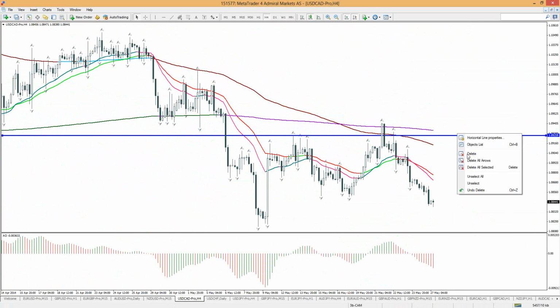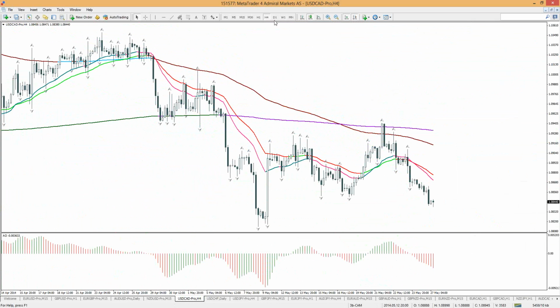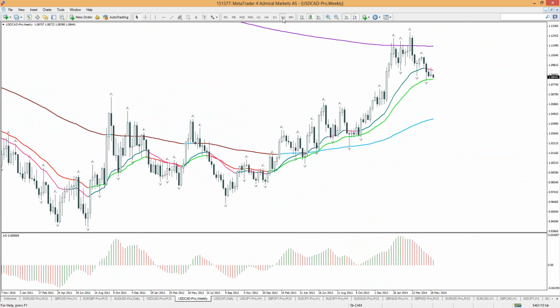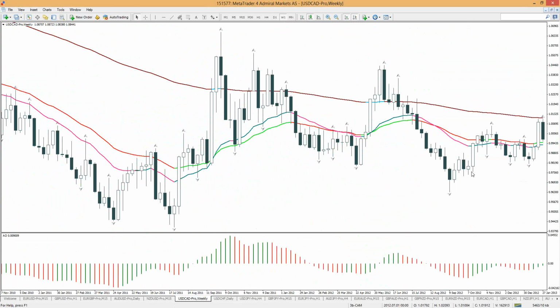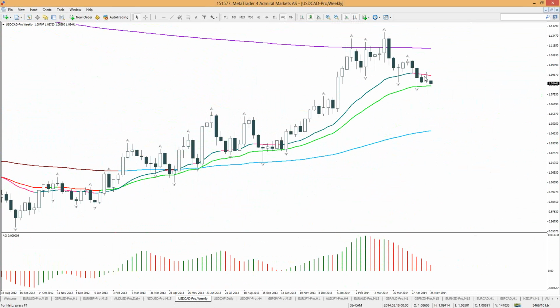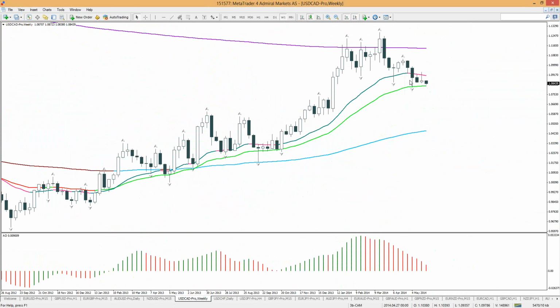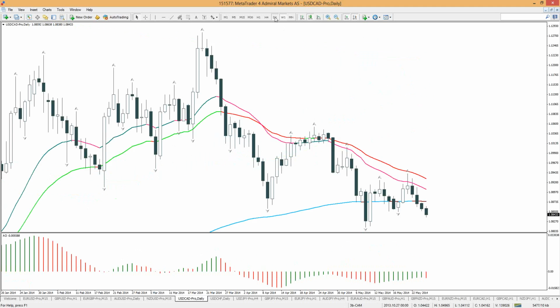Let's take a look at weekly, still in downside momentum. All right, we've got bearish candles. We haven't had a lower low for 2 weeks, but I wouldn't say that this is resembling any bullishness at all. Still more bearish than bullish at the moment on a weekly candle.